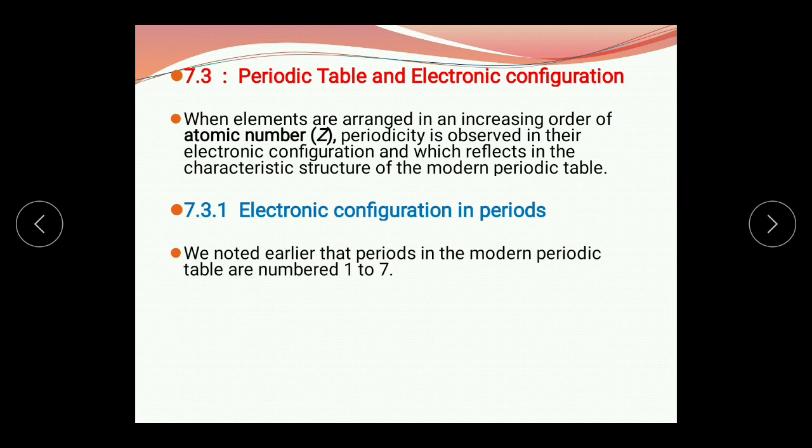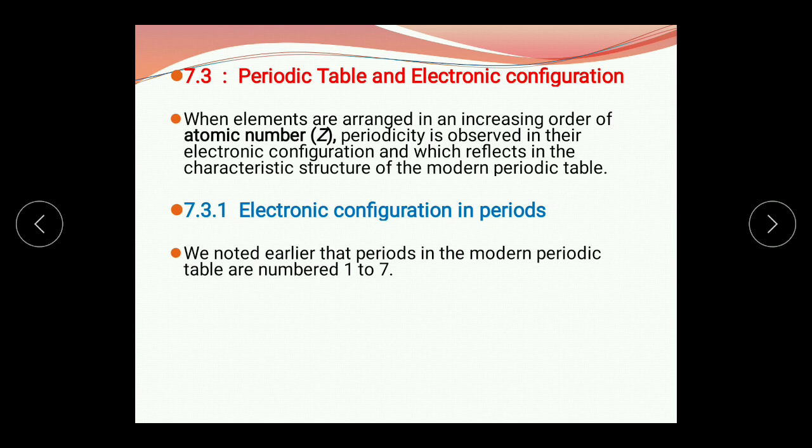What is periodicity? As I told you, every property repeats after a certain number of elements, and hence when we observe a column or a group of elements, we will observe that the elements in the same group show similar chemical properties. That is called periodicity. The same is observed in the case of electronic configuration also. What is electronic configuration? Electronic configuration is the arrangement of electrons in various shells, subshells and orbitals.